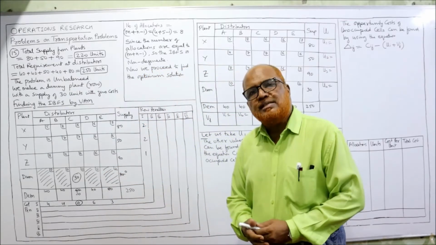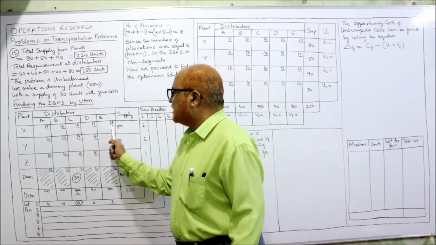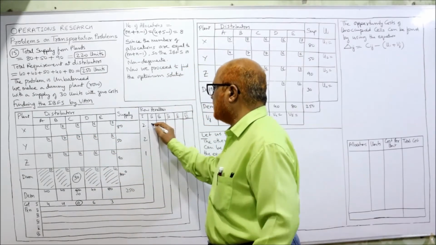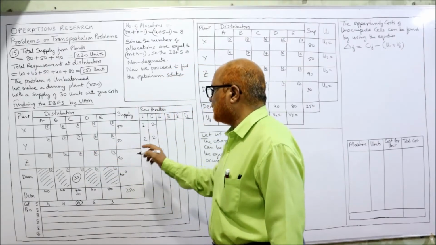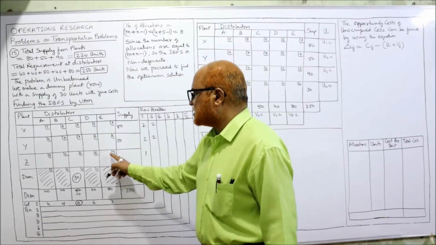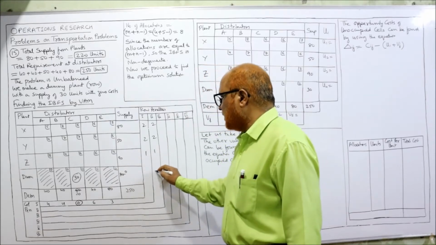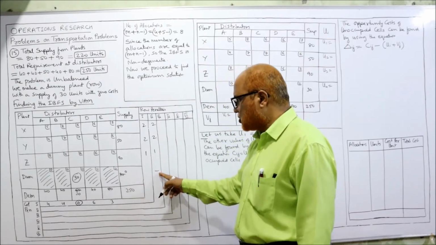Blocked. Now the second penalty. Again the minimum is 3, next minimum 5, so 2 is the penalty. Minimum is 4, next minimum 6, 6 minus 4, 2. Minimum is 3, next minimum 4, so 1. Here dash, exhausted, so dash.